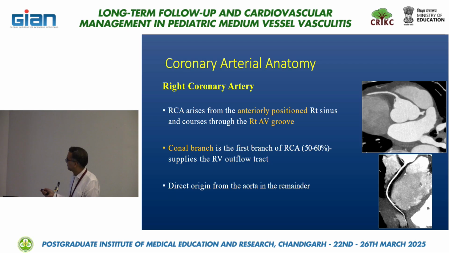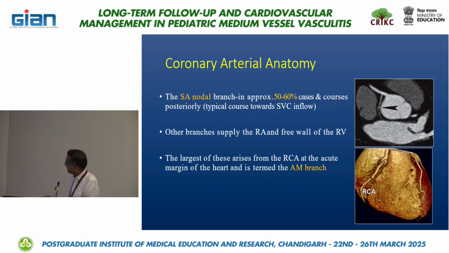But in the majority, 50 to 60% of cases, it is from the RCA only. But we have to see if there is any abnormality when it is directly arising from the aorta. Then there is the sinoatrial nodal branch. It is just for the anatomy delineation. This branch may not be seen, and these branches are so small in the pediatric population that they may not be very well visualized on CT.